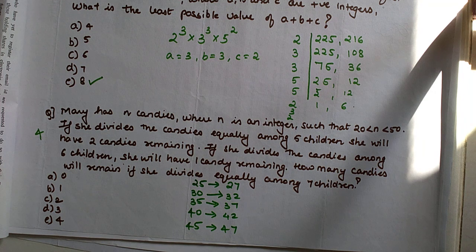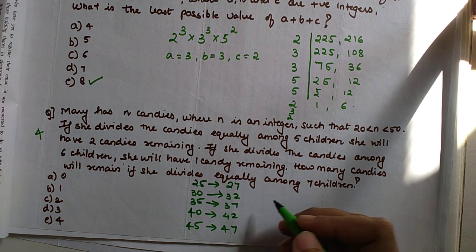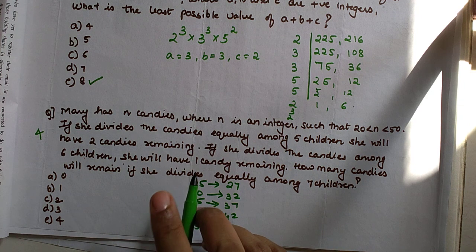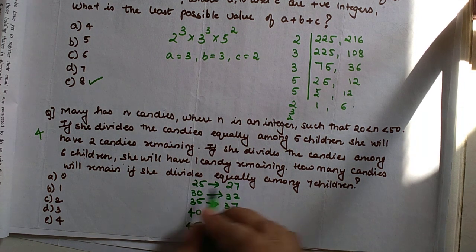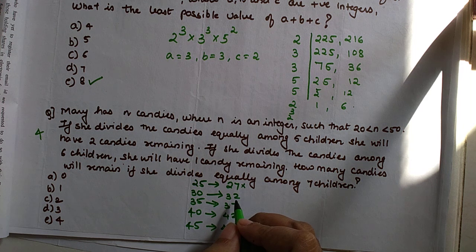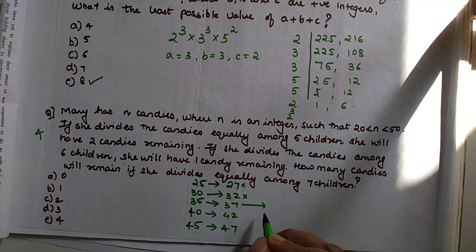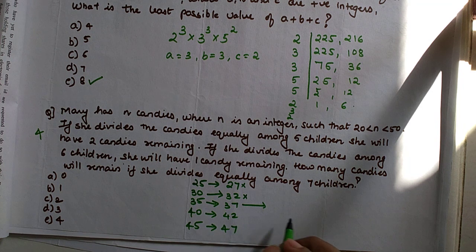Now what you have to do is find a number among all of these options such that when that number is divided by 6, your remainder is 1. So when I divide 27 by 6, my remainder is 3. So this is not possible. When I divide 32 by 6, my remainder is 2. So again, that is not possible. But when I divide 37 by 6, my remainder is 1. So this might be the answer. But let's check for the other two as well. 42 divided by 6 leaves remainder 0, so this can't be possible. 47 divided by 6 leaves remainder 5. So again, that is not possible.